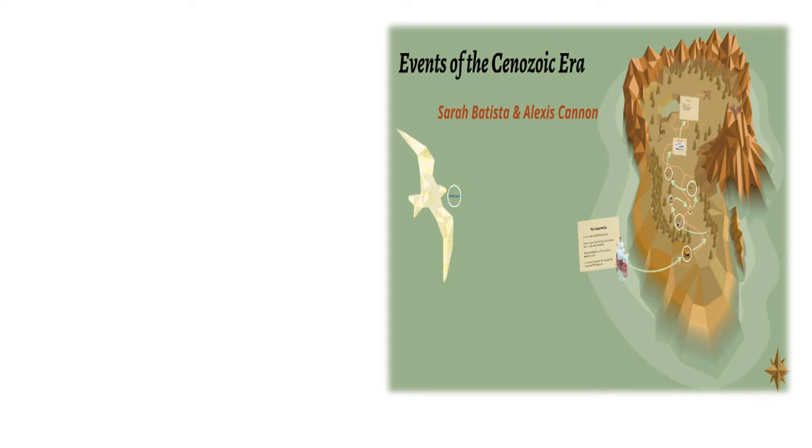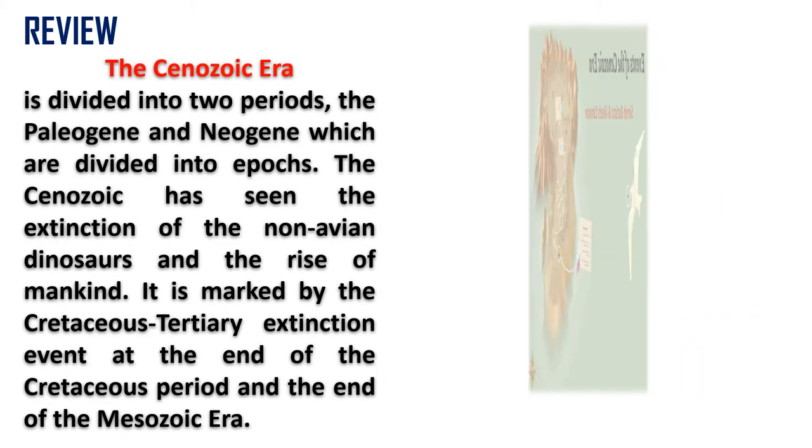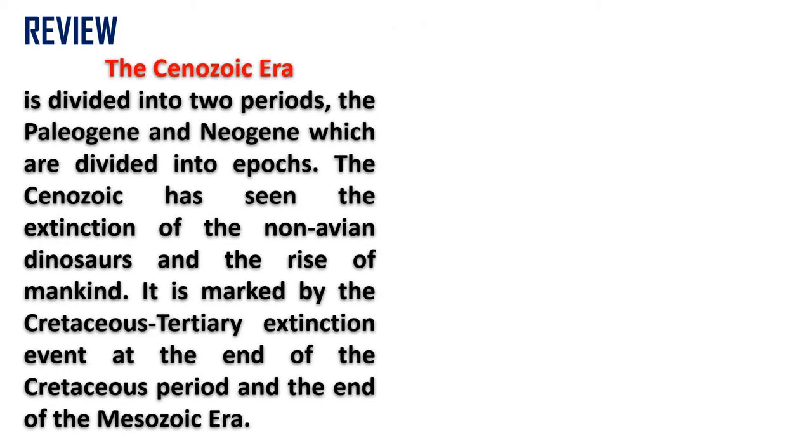Cenozoic era. The Cenozoic era is divided into two periods, the Paleogene and Neogene, which are divided into epochs. The Cenozoic has seen the extinction of the non-avian dinosaurs and the rise of mankind. It is marked by the Cretaceous Tertiary extinction event at the end of the Cretaceous period and the end of the Mesozoic era.